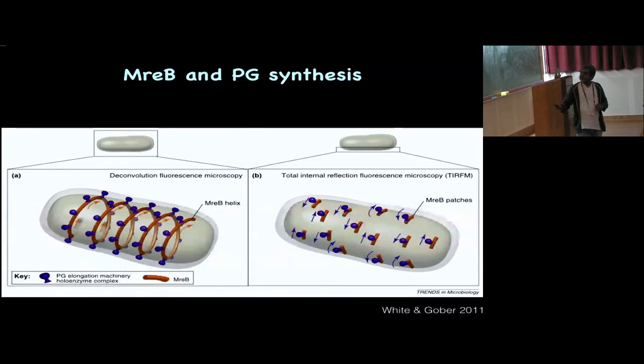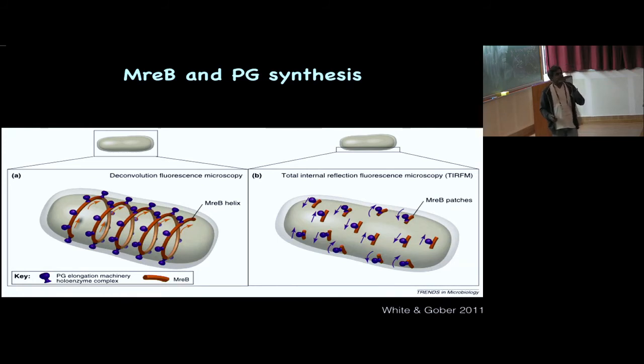In fact, the cartoon is much easier to see. This was the original depiction: that there's a long-range helix and these are moving around in a helix-like picture. It seems like there are these patch-like structures that are moving along with the cell wall complex. But of course, there is still some controversy, whether, as I told you, these cytoskeletal proteins are actin-like.